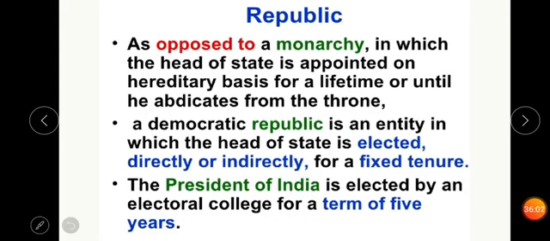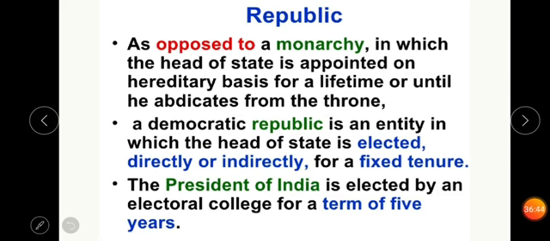It means that if your father was president, you will not be the next president. No, it is not like that in a republic. India is a republic country. Here, the president of India is elected by an electoral college for a term of 5 years. If someone is elected for a certain period of time, for some tenure, this provides the status of a republic. If I ask who is the present president of India? Yes, this is Ramnath Kovind. He has been elected.